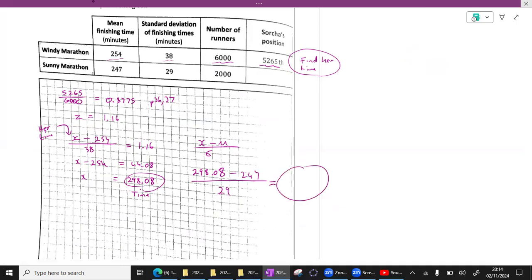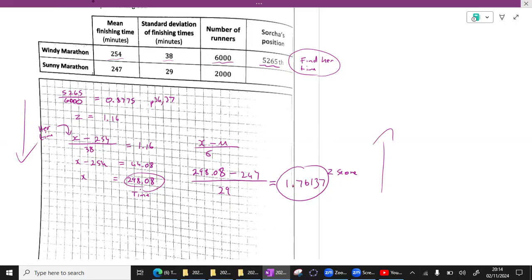So let's do that now. 298.08 minus 247, divide that by 29. So I'm getting 1.7613, etc. Now, that, remember, is the z-score for the second race. So now, to get her position, I'm going to have to change that into a decimal so that I can change that back into a position. I did it this way, and now I'm doing it the opposite way. I've got her time and I'm going back.